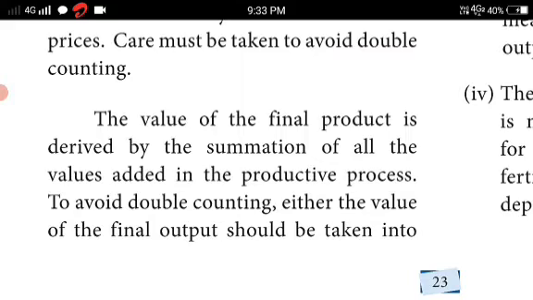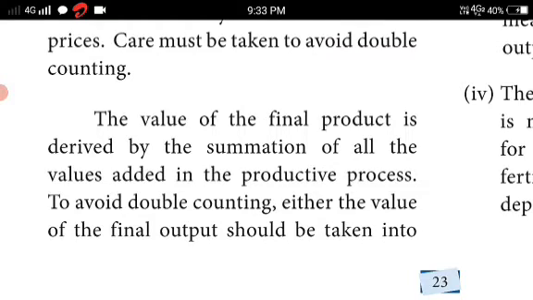To avoid double counting, either the value of the final output should be taken into the estimate of GNP or the sum of values added should be taken. Because we are going to avoid double counting, that's why either the value of the final output should be taken into the estimate as GNP or the sum of values added should be taken here.